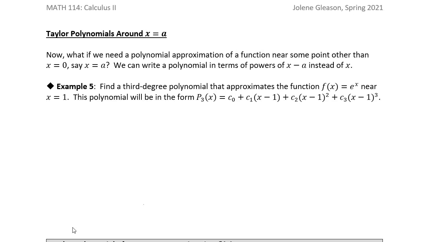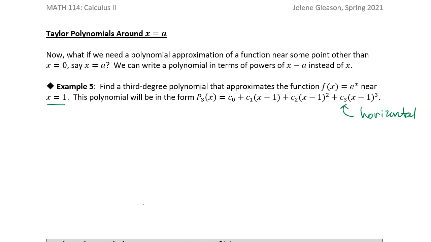So this example 5 is really just developing the concept, but all we're doing is shifting the polynomial by a units left or right. Now in this case, we're modeling f of x equals e to the x near x equals 1. So we want to shift our function to the right by 1 unit. And here's a polynomial with a horizontal shift of 1. This is just a horizontal shift.